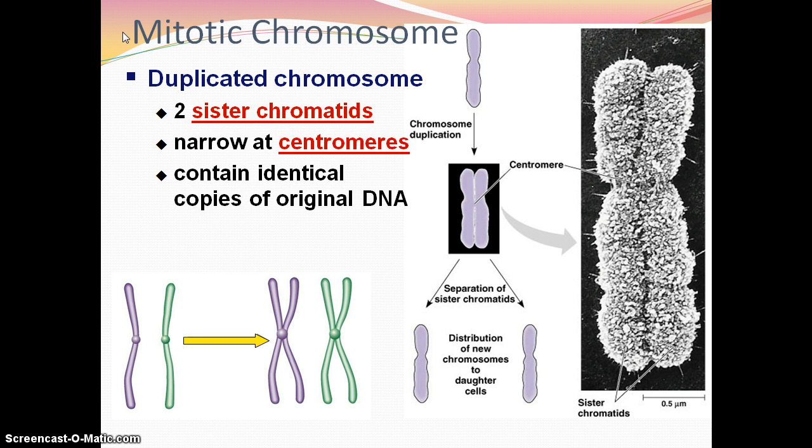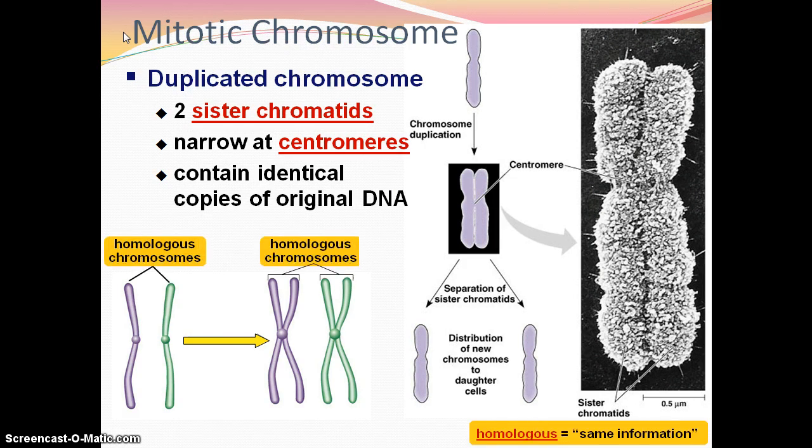Here again, we've seen that same idea. What this is showing on the bottom, with the purple and the green on the lower right, is the two homologous chromosomes that you would find in a person's nucleus. The purple, let's say, is from the mother, and the green is from the father. They're two different chromosomes coding for the same proteins and the same genes. Homologous means the same information.